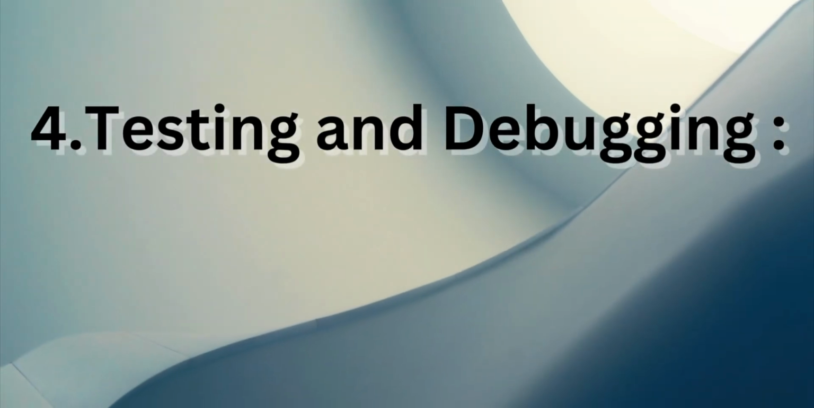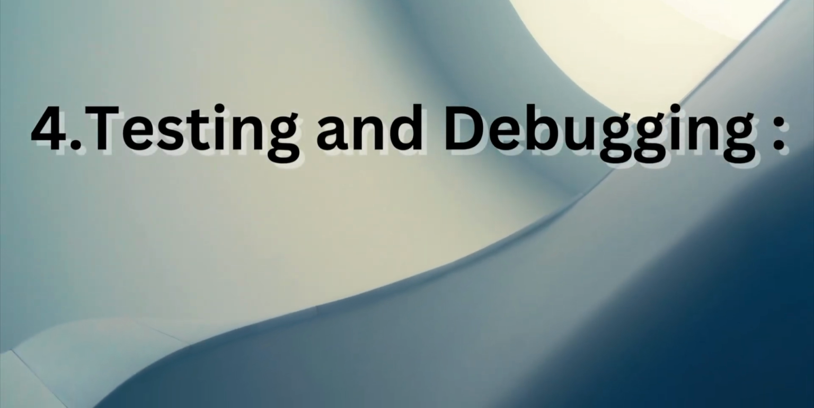Step 4. Testing and debugging. Testing is crucial to ensure that our program works correctly. We can check for syntax errors like typos, incorrect symbols, or logical errors where the program runs but doesn't produce the expected output. Debugging involves finding and fixing these errors.